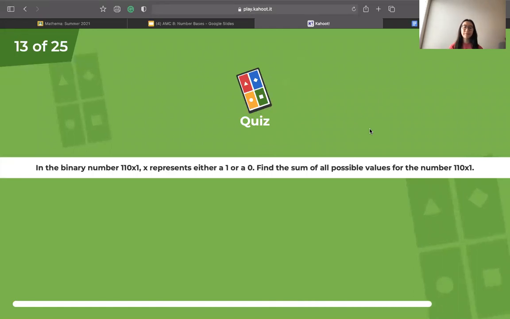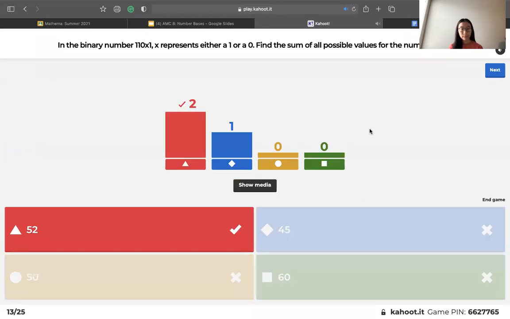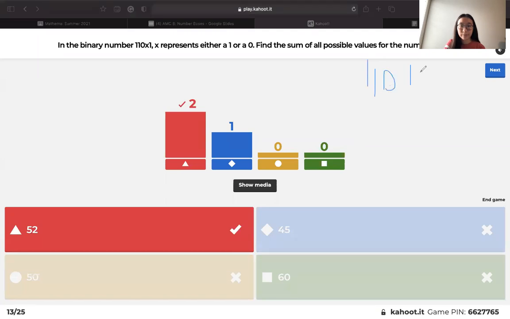Well, here's an interesting one. Okay, so the answer here is 52. So the possible values are going to be 1, 1, 0, 1, 1, and 1, 1, 0, 0, 1, because x can be a 0 or a 1. So if you convert those and then find the sum, it's going to be 52.